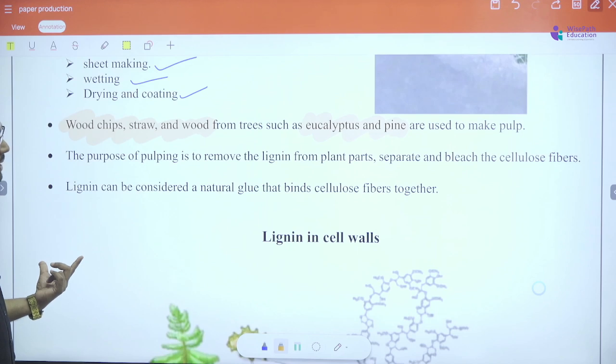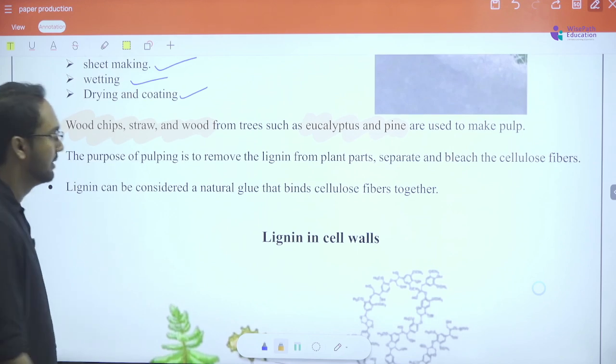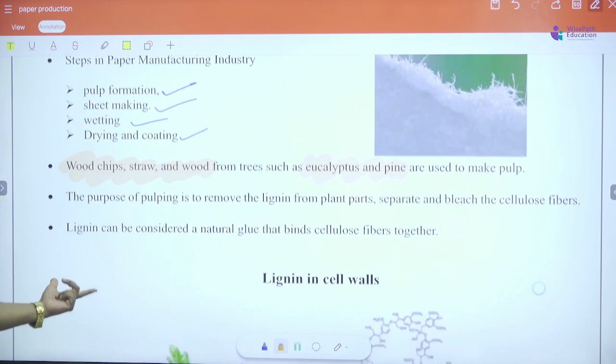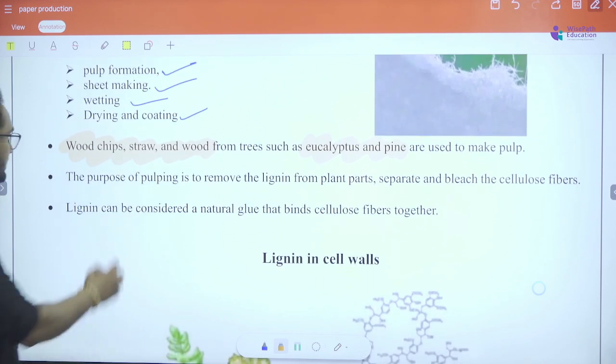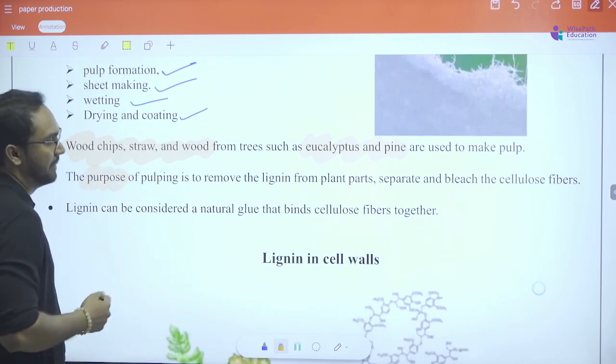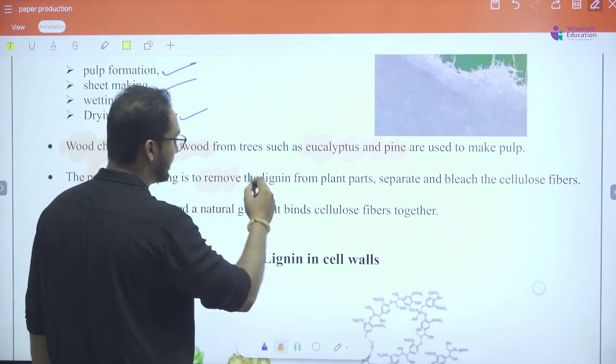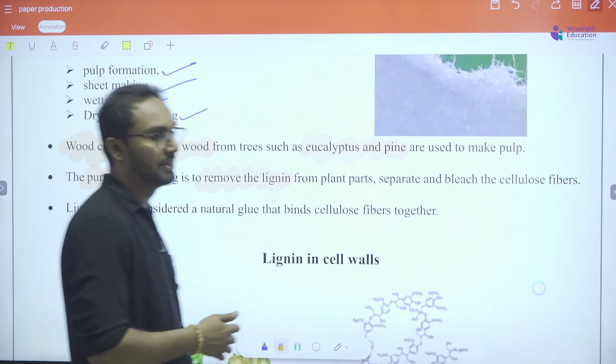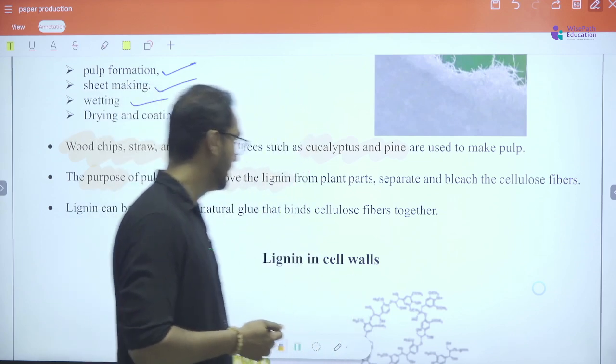The purpose of pulping is to remove the lignin, right? In pulping, the first step, pulp formation, the main purpose is removing the lignin. And for removing the lignin, we will be using either a mechanical or a chemical method, right?